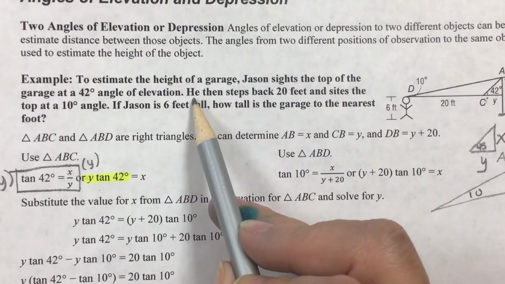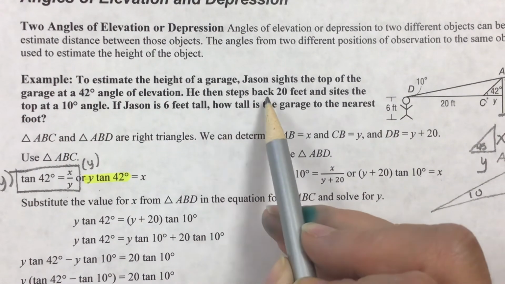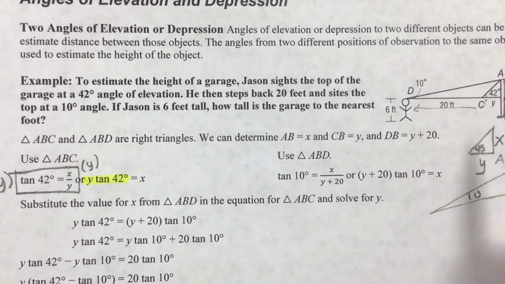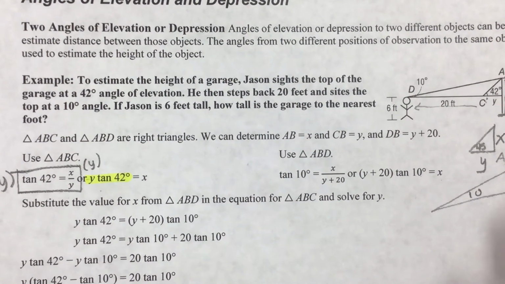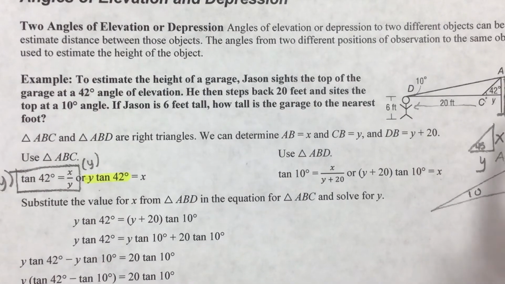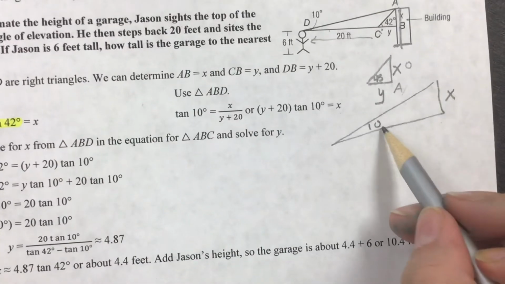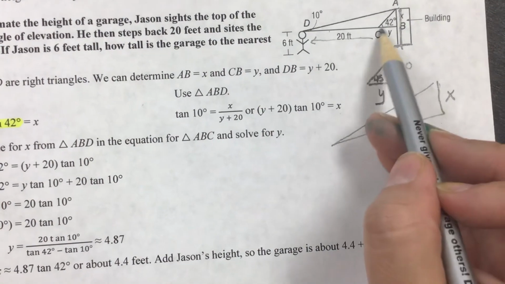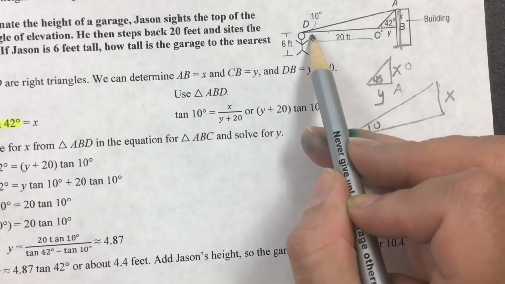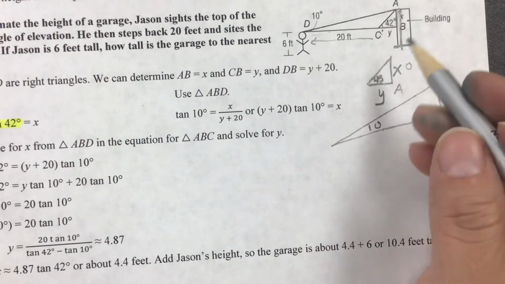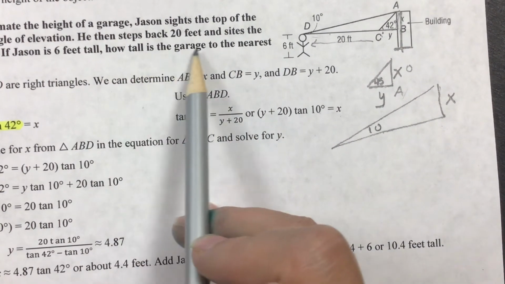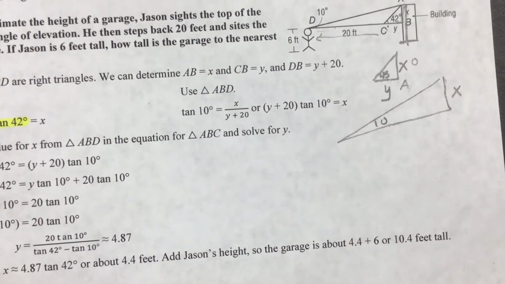It says, he then steps back. So wherever he was, he stepped back 20 feet and the sides of the top at a 10-degree angle. So this is now 10 degrees. This is still the distance we don't know. And it's still at the same distance because he didn't grow. He's still 6 feet tall. If Jason is 6 feet tall, how tall is the garage door to the nearest foot?